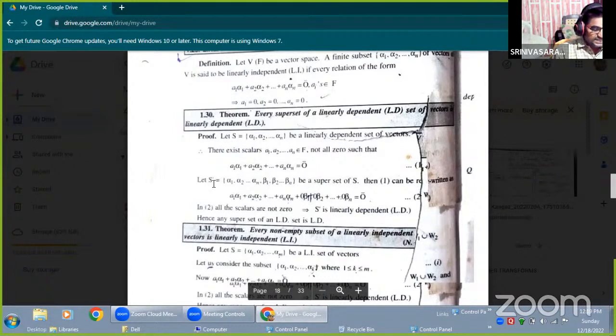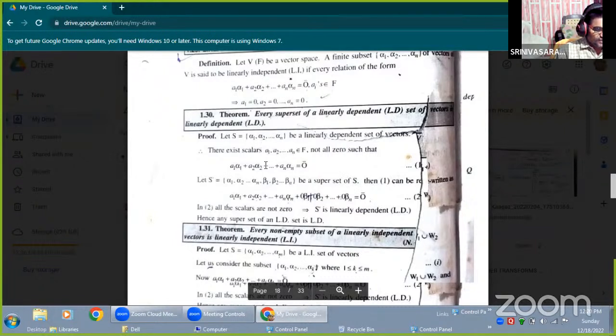Superset means we must assume S dash. S dash is the superset of the given set. Now all the vectors of the set, including some other vectors also arranged in the set, is called a superset. Now alpha 1, alpha 2, so on alpha n, and including beta 1, beta 2, so on beta n, those vectors form a superset of the set.